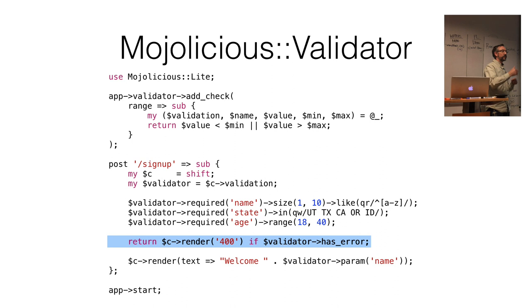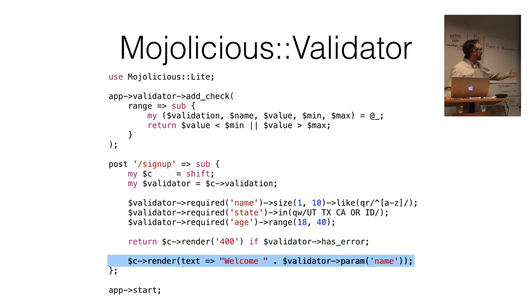Trang, this is where you would check. You could do that check at every step if you liked. There's a variety of ways to handle that, but this way you can give the user all the things that are wrong that you need to fix, instead of, oh, you fixed one, good job, oh, here's another error. You can do it both ways. 400 is a custom template that I wrote that spits out the errors. And then otherwise, we would render, hey, good job, welcome, name.